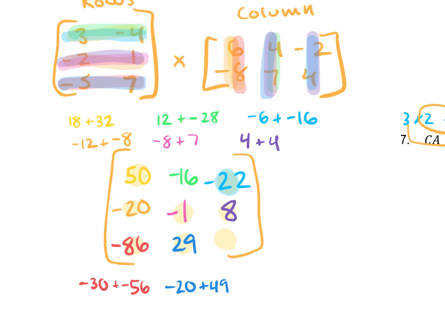And then lastly, I'm running out of colors here. Third row, third column. Negative 5 times negative 2 would be 10. Plus 7 times 4 is 28. So this would be 38.